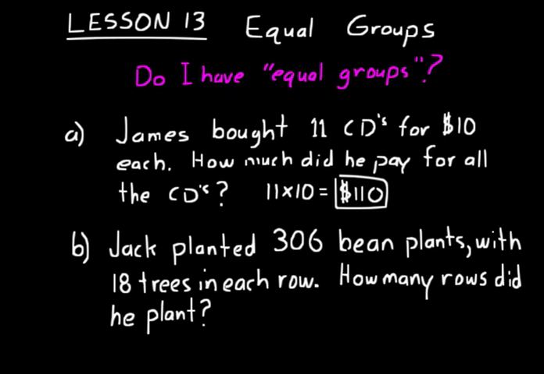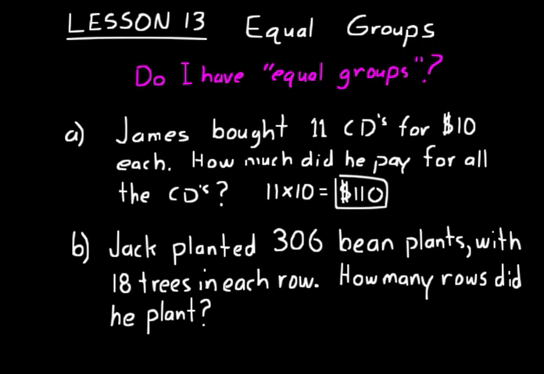Let's try another one. Let's read it through. Jack planted 306 bean plants with 18 trees in each row. How many rows did he plant? Well, ask yourself, do I have equal groups? Yes, you do, because you have a group of 18 trees per row. That's like our key phrase in that problem too. When we ask that question, do I have equal groups, that helps us find the key words or key phrases. 18 trees in each row tells us we have equal groups of 18 per row.